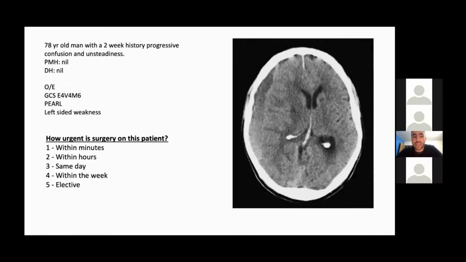And in this chap, you probably will aim to get it done same day or within hours, mostly because of the fact that he has unsteadiness and left-sided weakness. These are actual deficits that need to be reversed as soon as you can, but not necessarily within minutes.